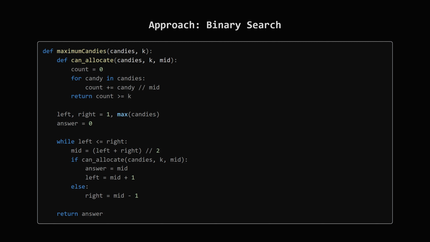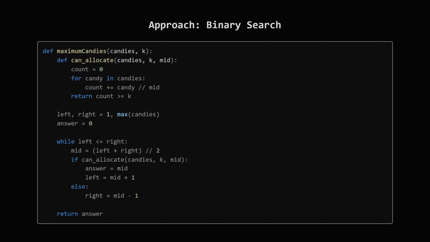Here's the Python code for solving this problem using binary search. We start by defining a helper function, can_allocate. This function takes the candies array, the number of children K, and a potential number of candies per child, mid, as input. It checks if it's possible to give each child mid candies. Inside, we count how many children can receive mid candies from each pile, and sum this count. If this sum is greater than or equal to K, we know allocation is possible, so the function returns true, otherwise it returns false.